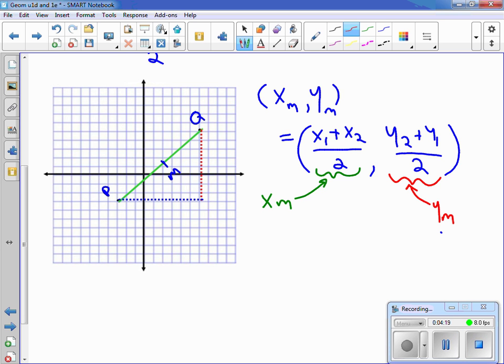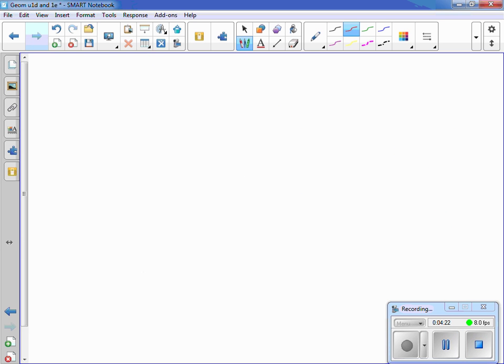So let's do some examples. So our first example, let's say I have the coordinates of y as -2, 2, and x has a coordinate of 2, 8. And we're trying to find our midpoint, C.